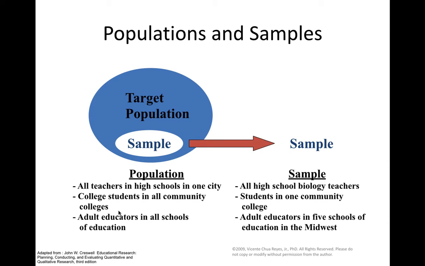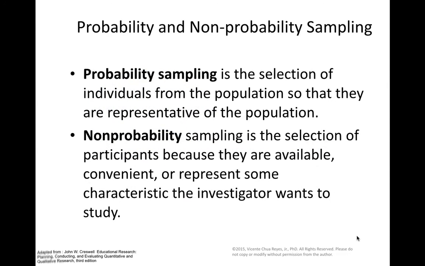College students in all community colleges could be the population, and your sample would be students in one community college. It's a smaller subset of the entire population, obviously. Another population example could be adult educators in all schools of education, whereas your sample would be adult educators in 5 schools of education in the Midwest. Okay, this example is obviously taken from a North American perspective by referring to the place as Midwest.